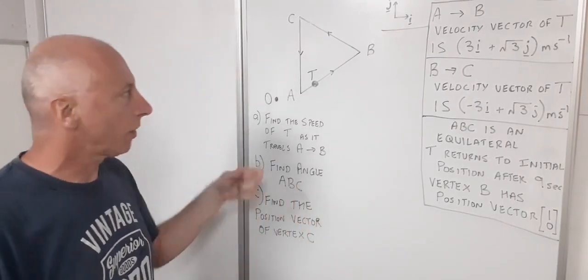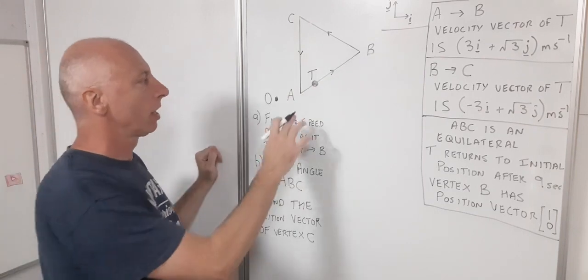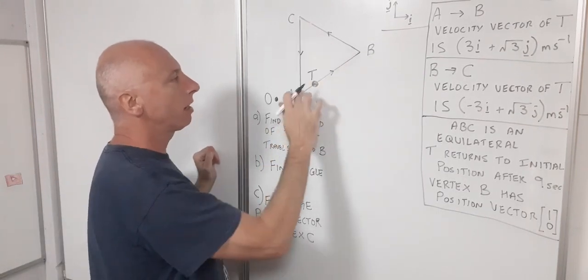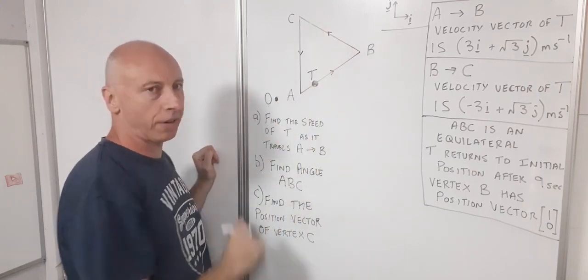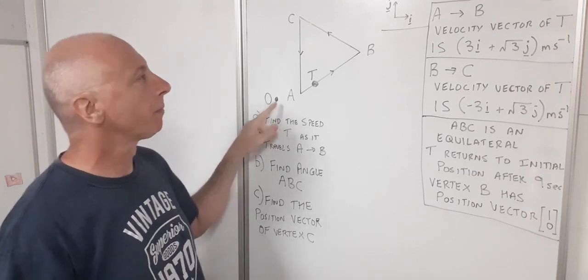So this question here, I've got a particle t moving in a triangular direction. We've got the vertexes labelled as A, B and C. So it's going along in this direction. There's a fixed point origin here which we don't know too much about.